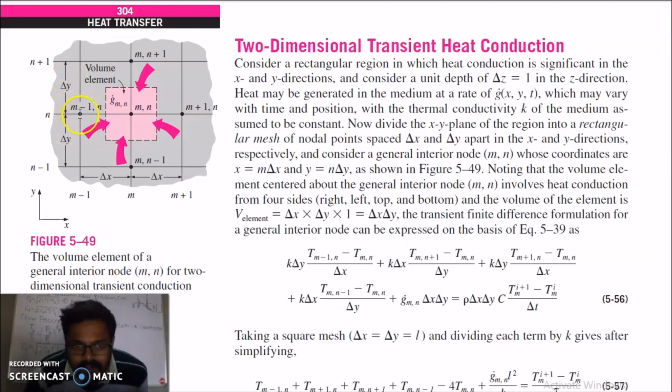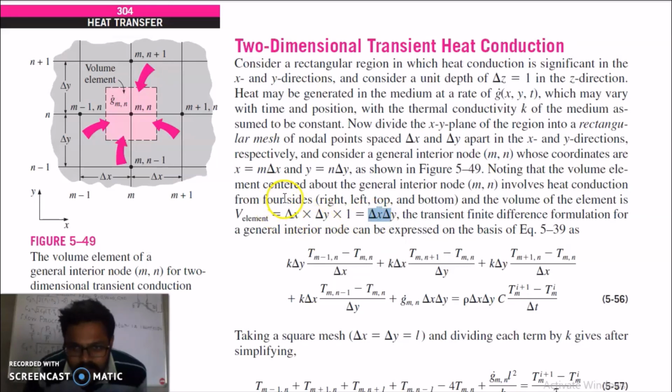this direction. These are the nodal points. So consider a general interior node, this Mn, this point. Noting that this volume element centered about the general interior node Mn involves heat conduction from four sides: left, right, top and bottom. The volume of this element is del x into del y into 1, which is del x del y.